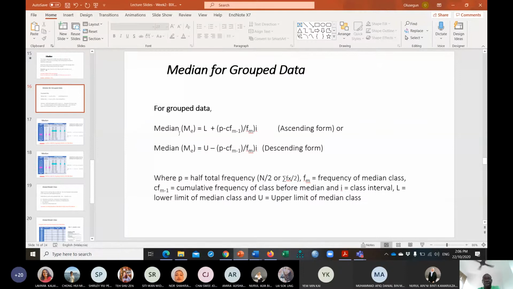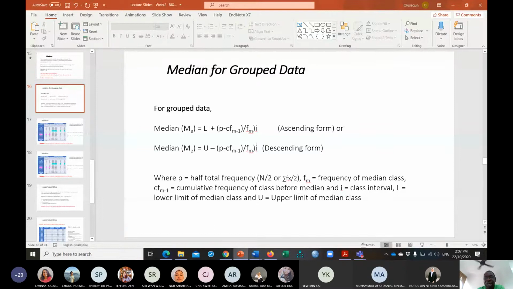So the median is lower limit plus P minus cumulative frequency of the median class before the median. That's why I put M minus 1. M is standing for median class, minus 1 means before median class. So divided by the frequency of median class and multiplied by the interval. Thank you for that person who called my attention to it last time.